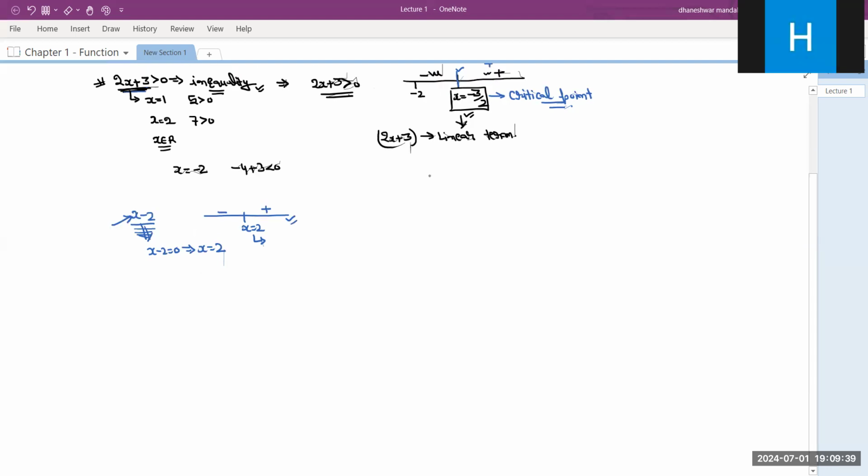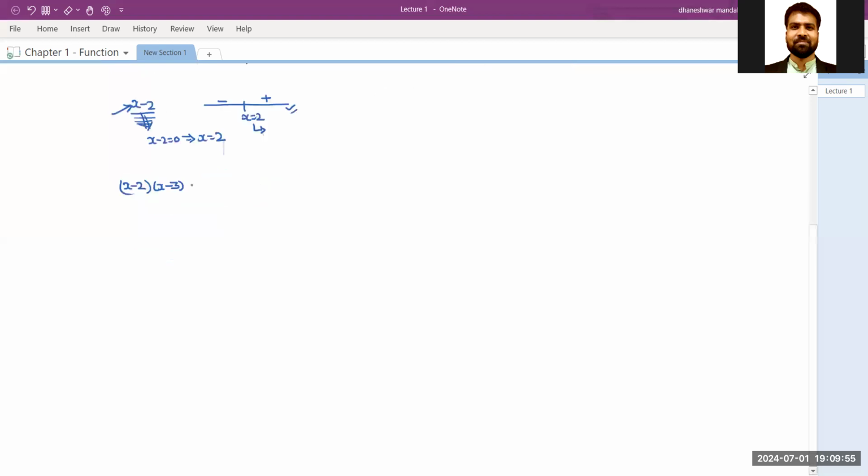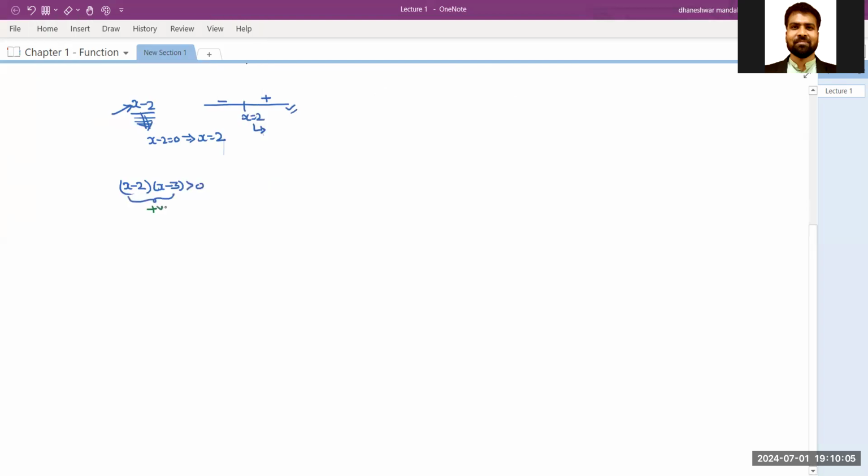Yes, sir. Okay. Now I am taking x - 2 and x - 3. I am taking the product of two factors. One is x - 2, the other one is x - 3, and I want the solution if this expression is greater than 0. See, if any expression is greater than 0, it means this expression will be positive. Here we have a positive number. Here we have a negative number.